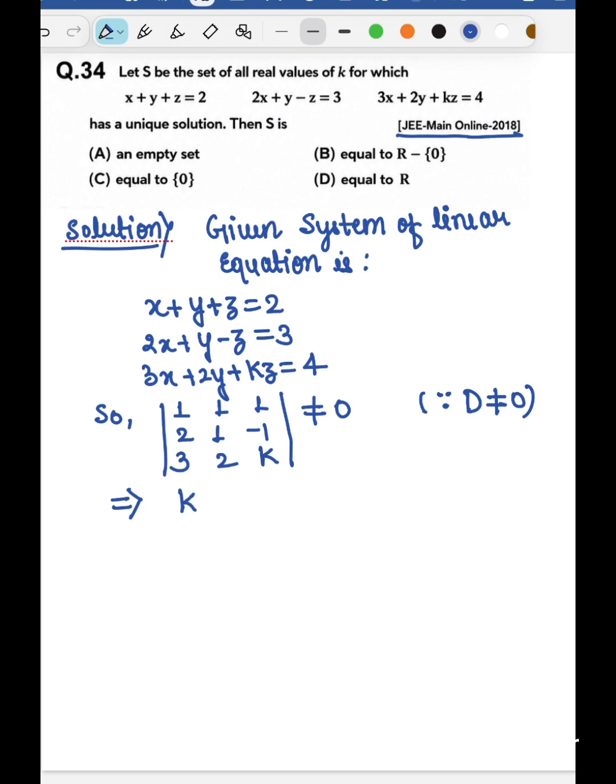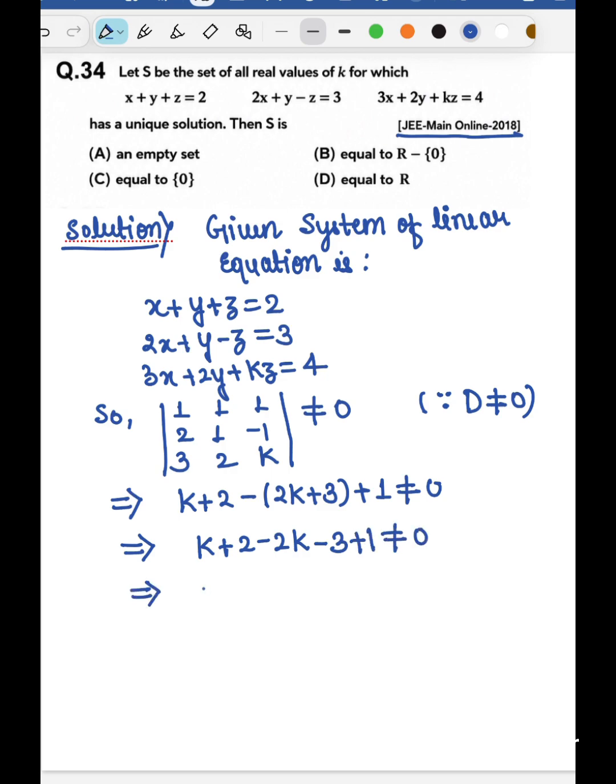You get k plus 2 minus 2k plus 3 plus 1 not equal to 0, and this implies k plus 2 minus 2k minus 3 plus 1 not equal to 0. This implies that k minus 1 plus 1 not equal to 0. This implies that minus k not equal to 0, and this means k not equal to 0.